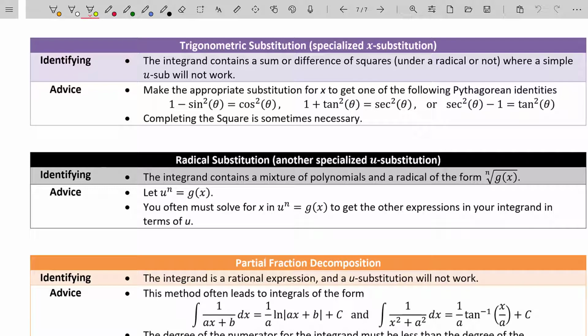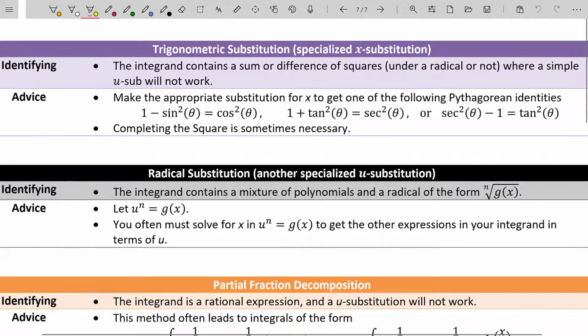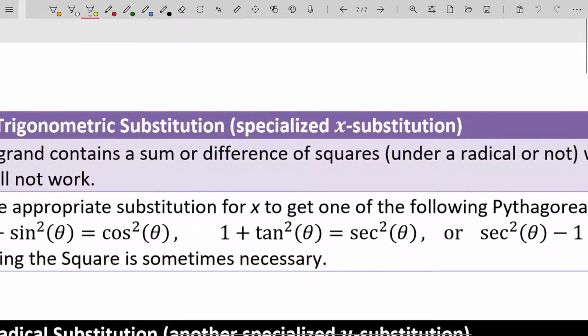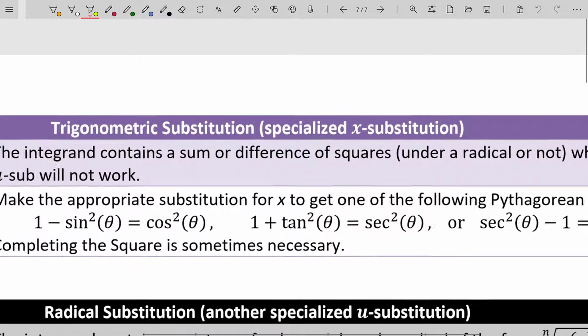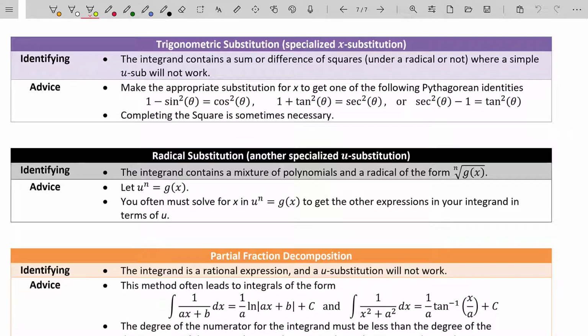Next in my laundry list of methods, and the one that I would consider to be the next most powerful or popular in my opinion, would be a trig substitution. And these are called specialized x substitutions because you're actually allowing x to be something, not u, but x. How do you know that you're going to perform a trig substitution? Well, you know you're going to use this method when the integrand contains the sum or difference of squares, and that could be under a radical or not, it doesn't actually matter. And you'll use it where a simple u-sub would not have worked. In other words, if you could use a simple u-sub, you should.